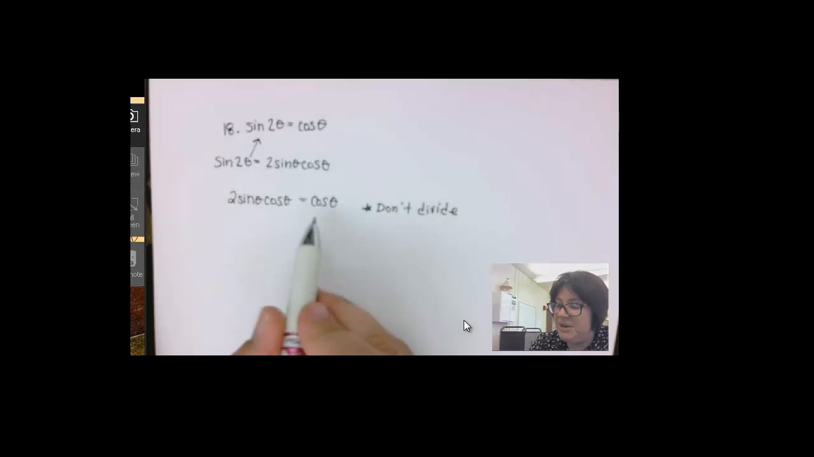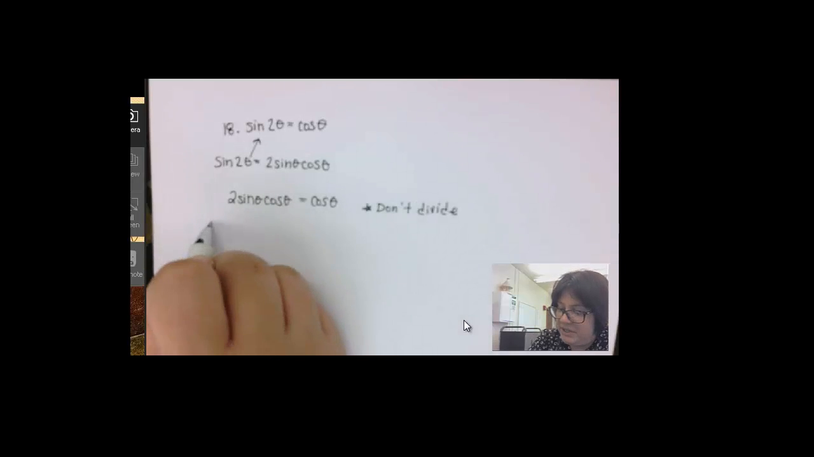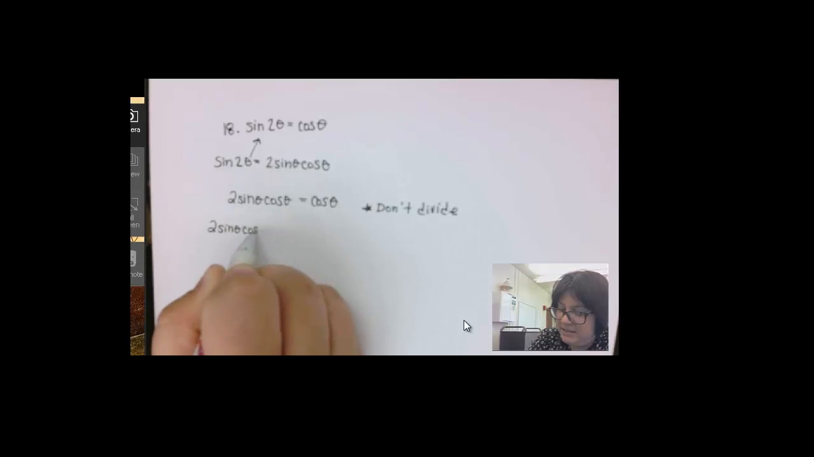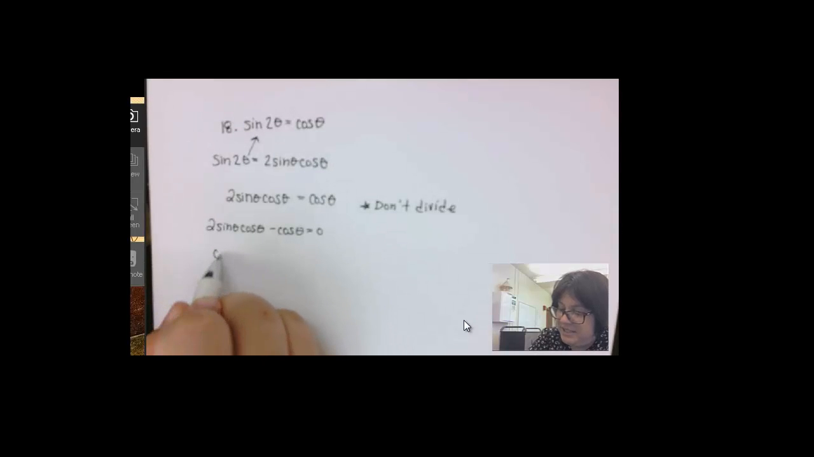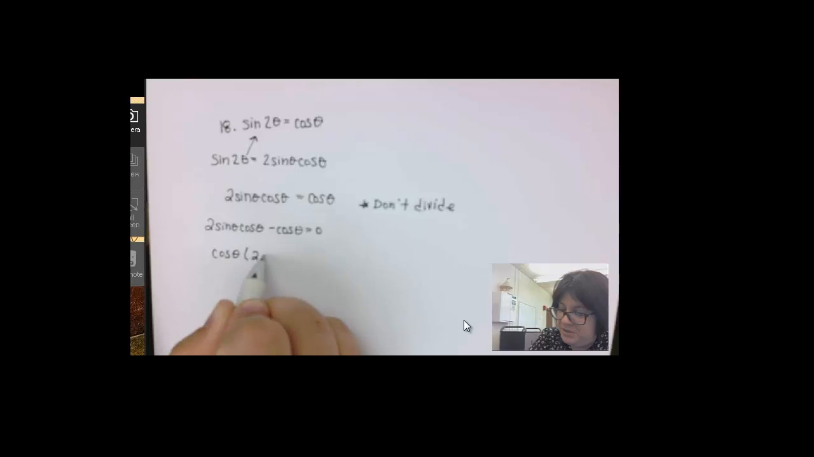All right, so now when I have two different trig functions, again, our goal is to factor, okay, which factoring is only helpful if we're equal to 0. So we're going to get 2 sine theta cosine theta minus cosine theta equals 0. All right, and then we're going to factor out a cosine theta. And you get cosine theta times 2 sine theta minus 1 equals 0.